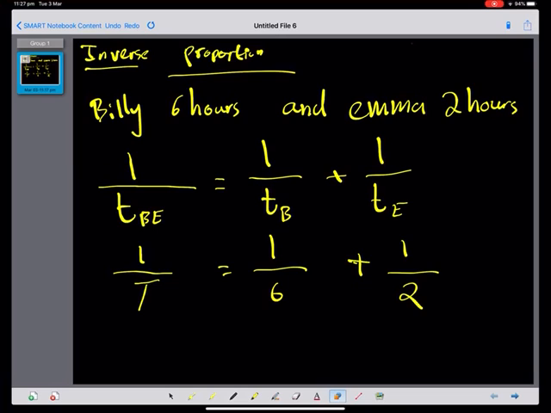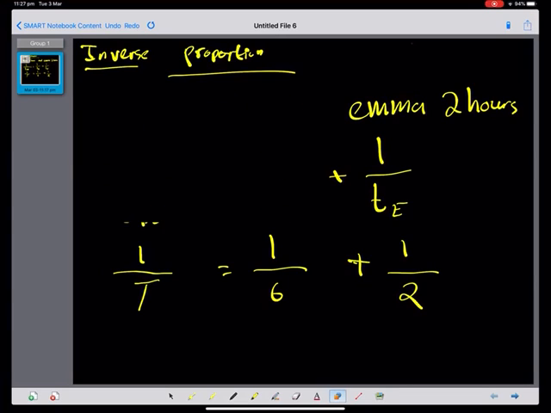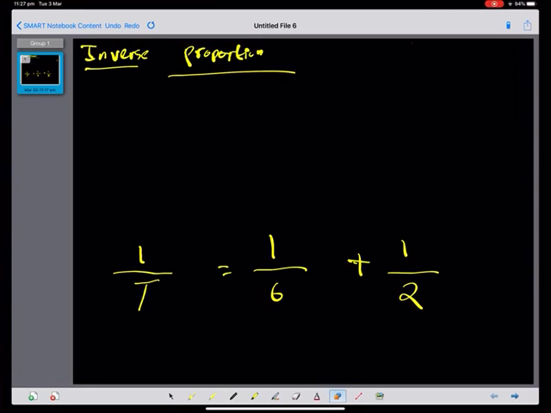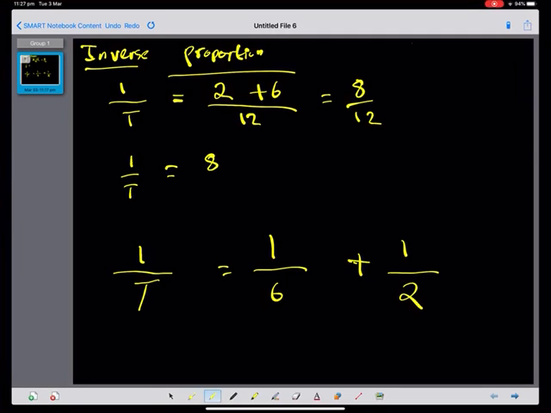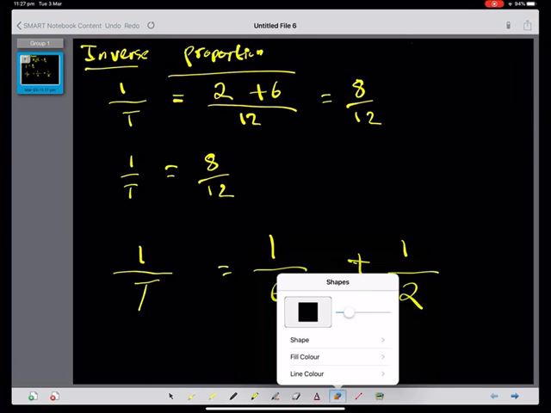Okay, so we need to solve this lovely linear equation. Okay, so let's add these fractions. If we're going to add the fractions, we've got 1 over t equals 2 plus 6 all over 12. That gives 8 over 12. So we've got 1 over t is equal to 8 over 12. We can do some rearranging.